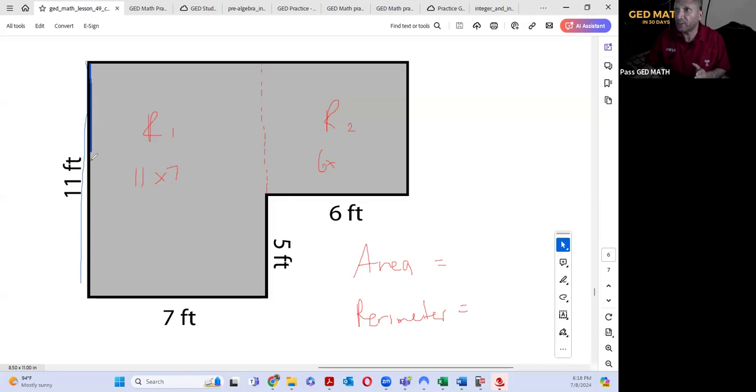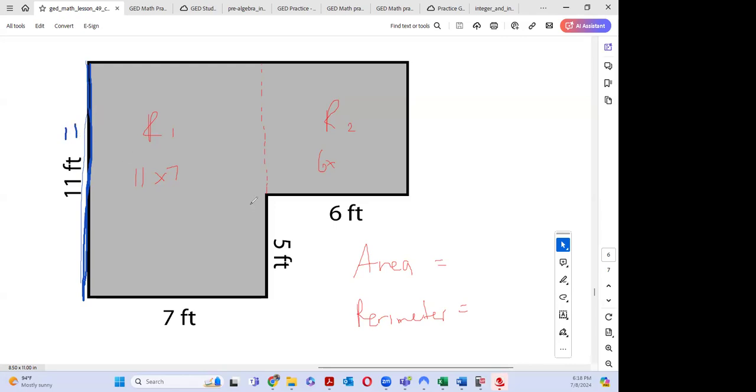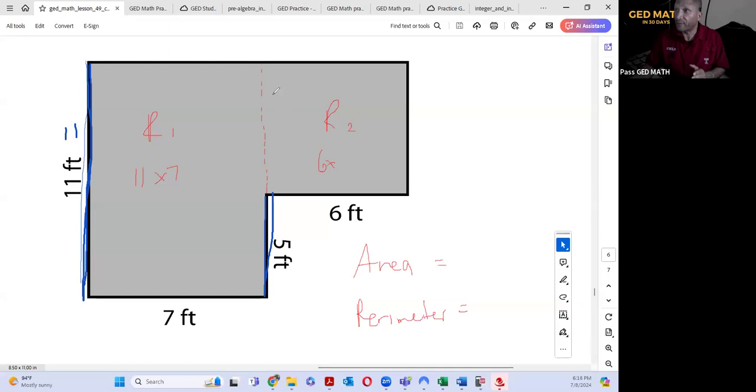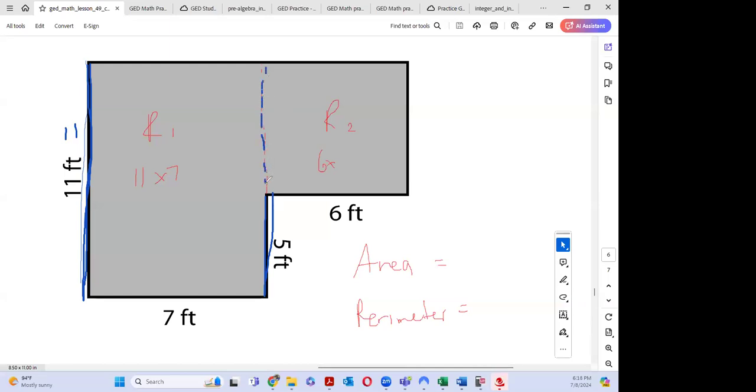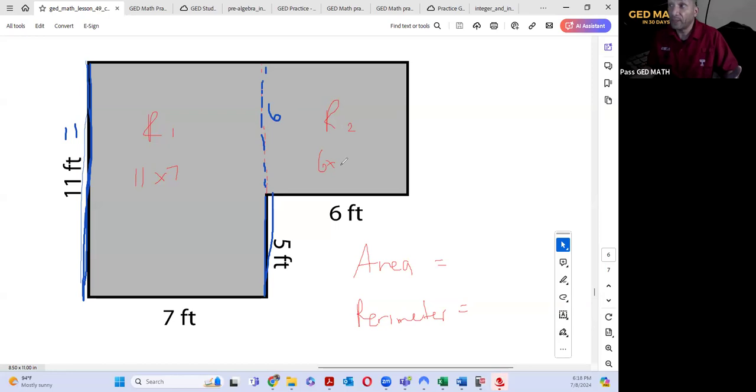What we know is from here to here is 11. You understand that? From here to here it's 5. So from here we subtract to here, which is 6. So in your case, you were right. You did get lucky because it is a square, but you don't want to assume it's a square because it looks like one. So this is 6 by 6.